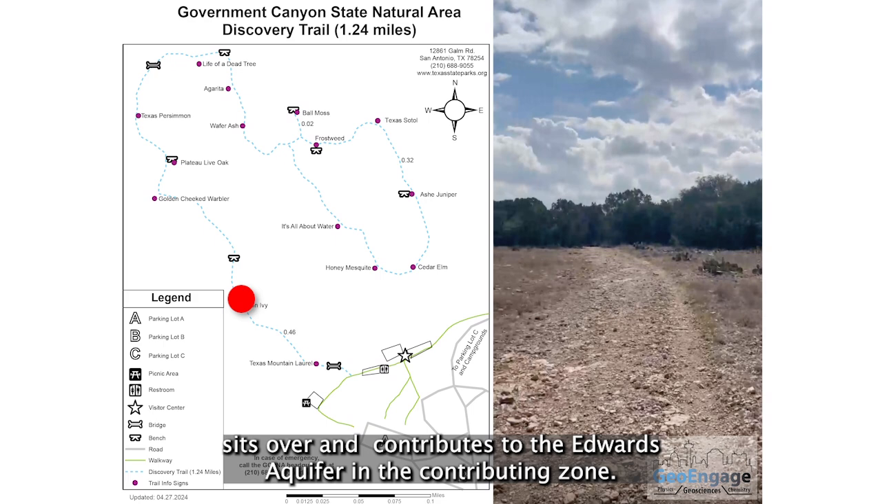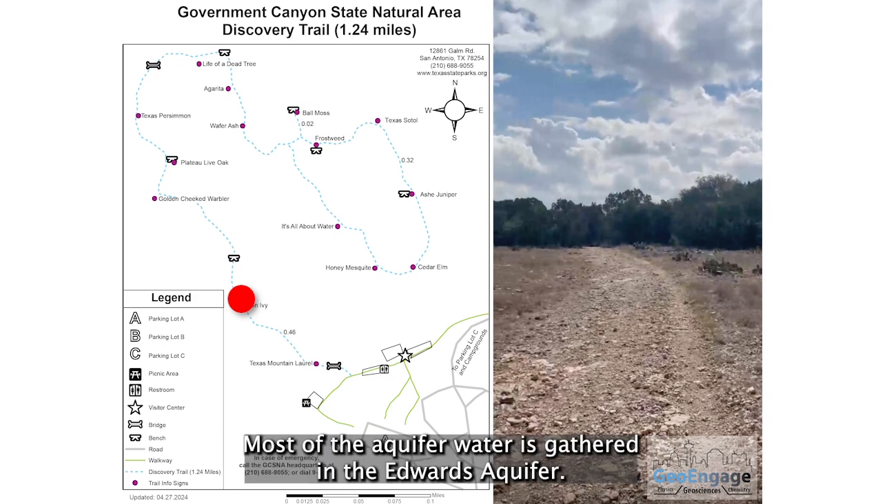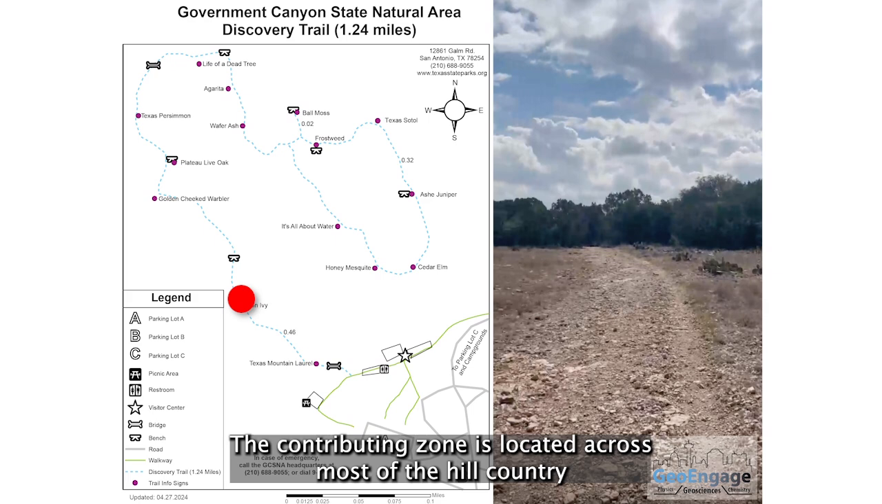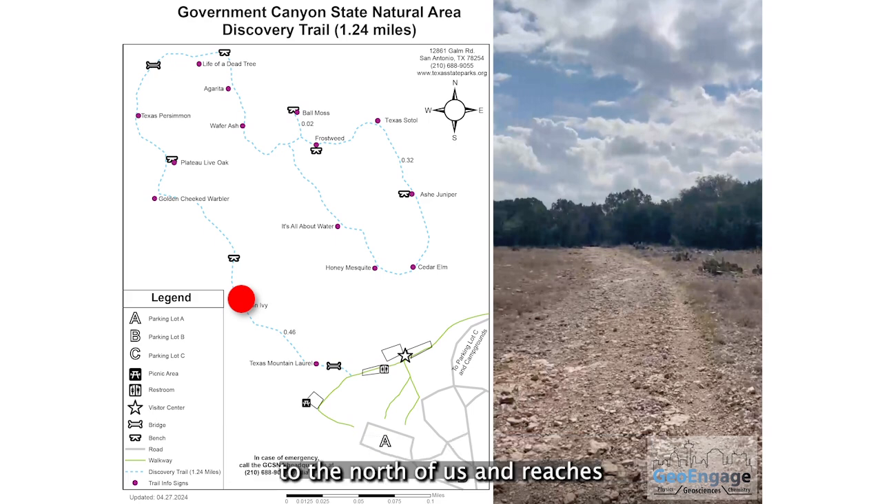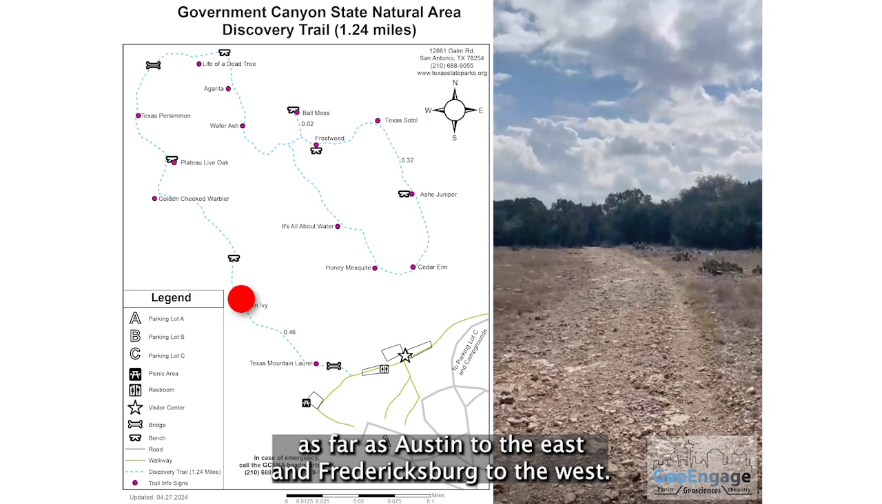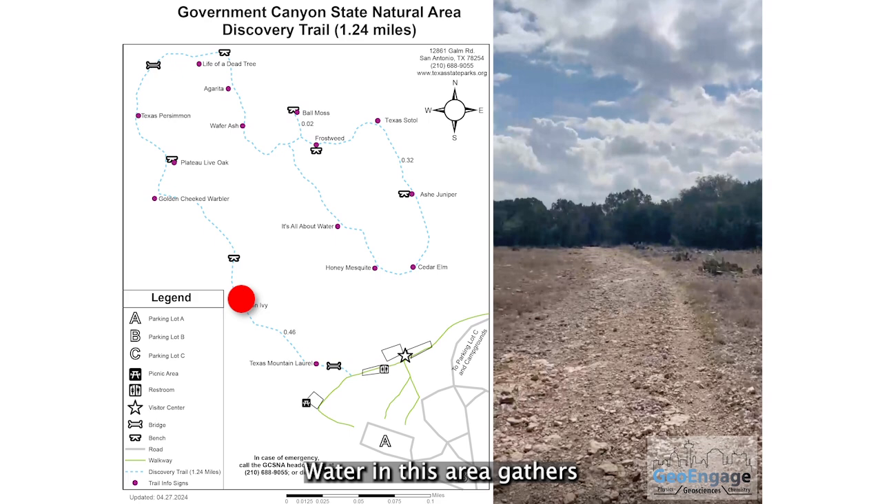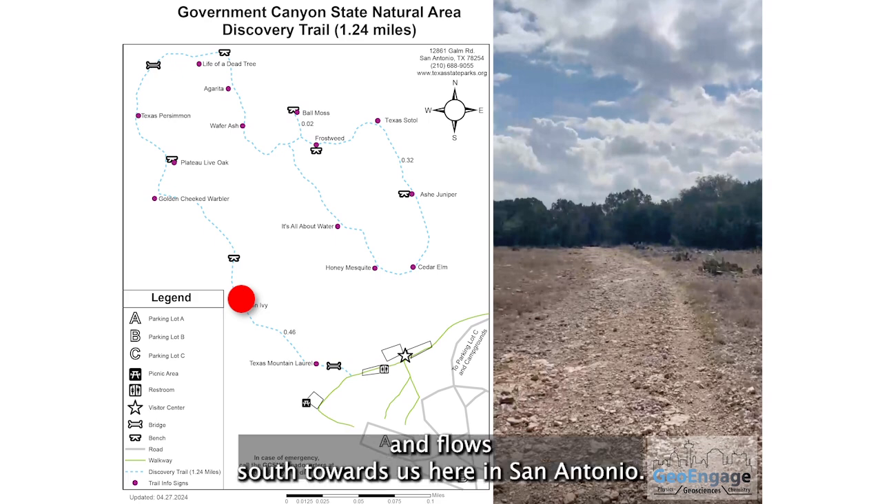In the contributing zone, most of the aquifer water is gathered. In the Edwards Aquifer, the contributing zone is located across most of the hill country to the north of us and reaches as far as Austin to the east and Fredericksburg to the west. Water in this area gathers and flows south towards us here in San Antonio.